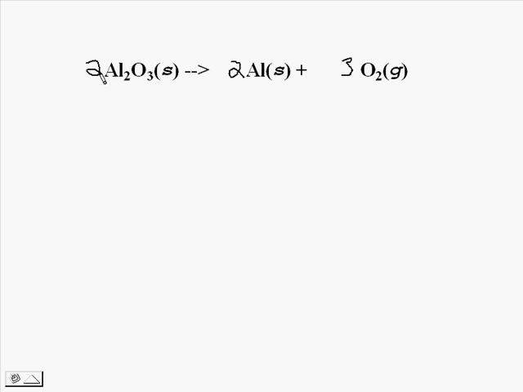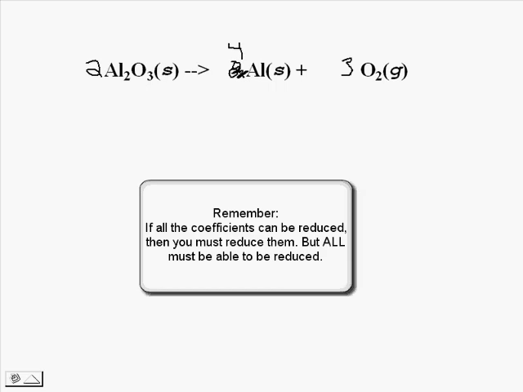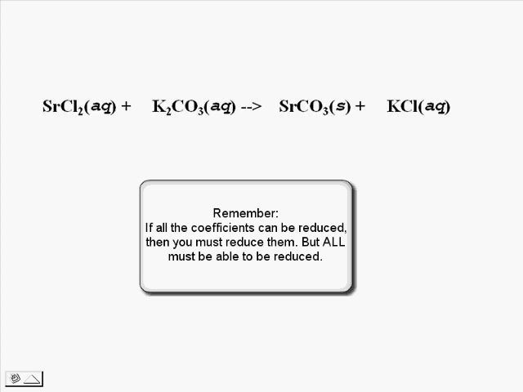Let's check my aluminums though. I have 2 times 2 is 4 aluminums, and I only have 2 over here. I would have to erase that and put a number 4 down. It happens quite often when you're balancing and rechecking that you have to change numbers, so make sure you use pencil.